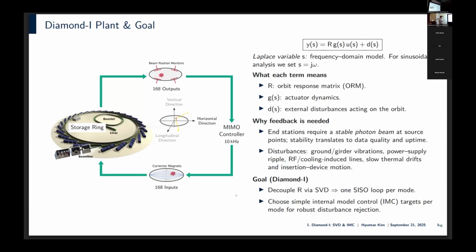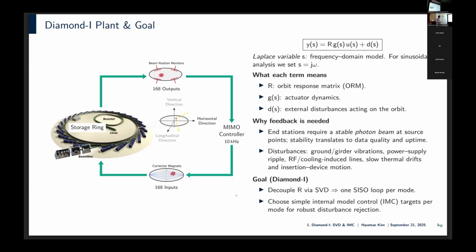Why we need feedback is very simple: each storage ring has beamlines at the end. End stations require a stable photon beam at source points, and stability translates to data quality and uptime. There are many disturbances, such as ground vibrations, power supply ripple, RF cooling-induced lines, and slow thermal drifts or insertion device motion. So there are so many disturbances.